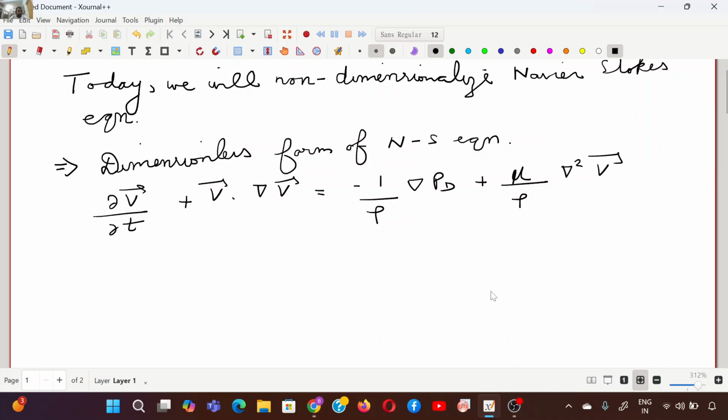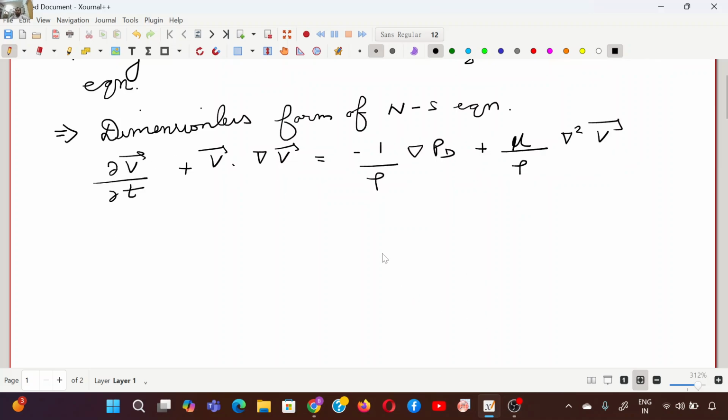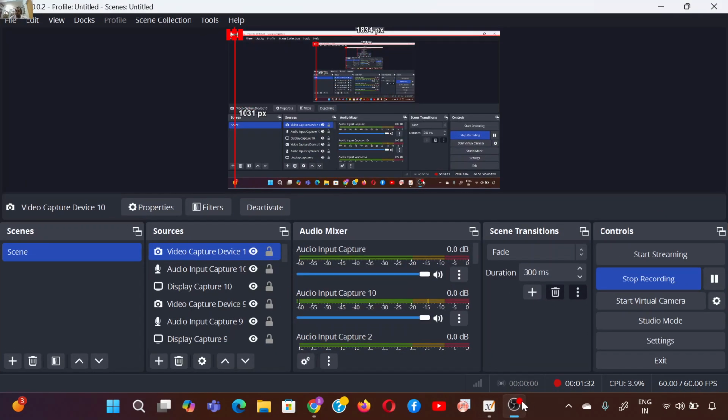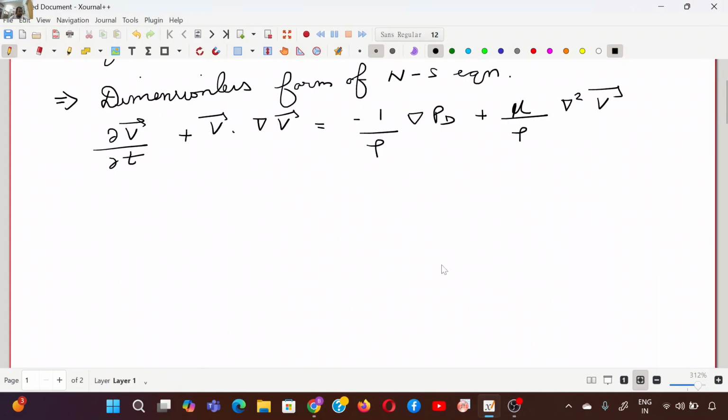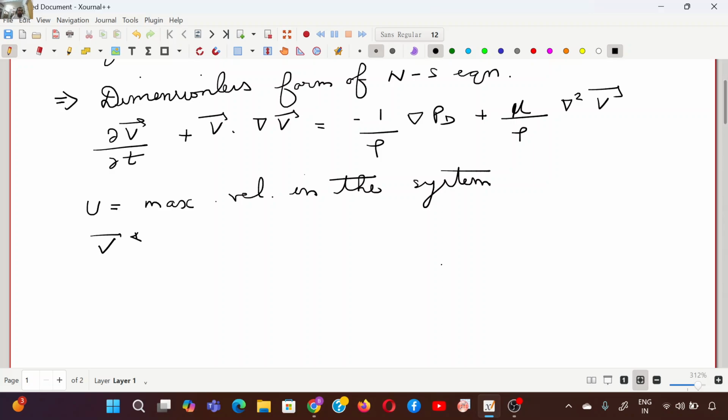So what are the scaling parameters that we can use to non-dimensionalize this? It says that the maximum velocity in the system is given by capital U. So we can use that as a scaling parameter and non-dimensionalize velocity. Let us give the non-dimensional parameter V star. So it's V by U.